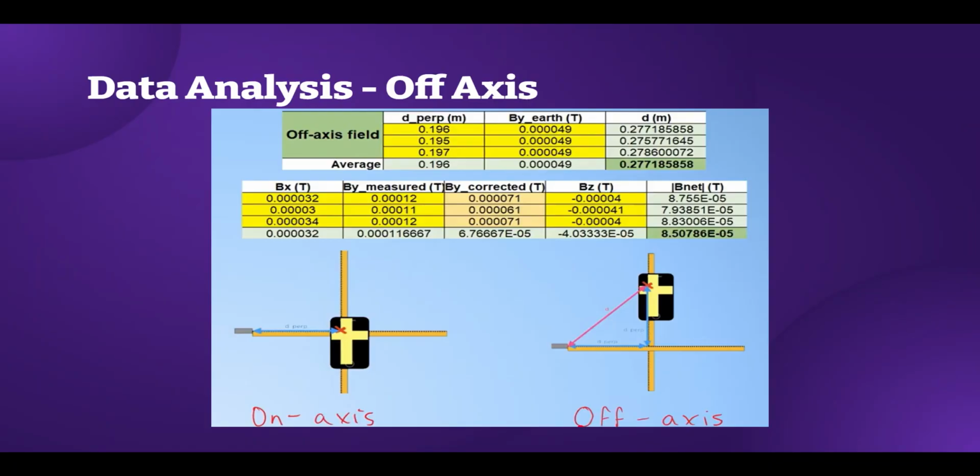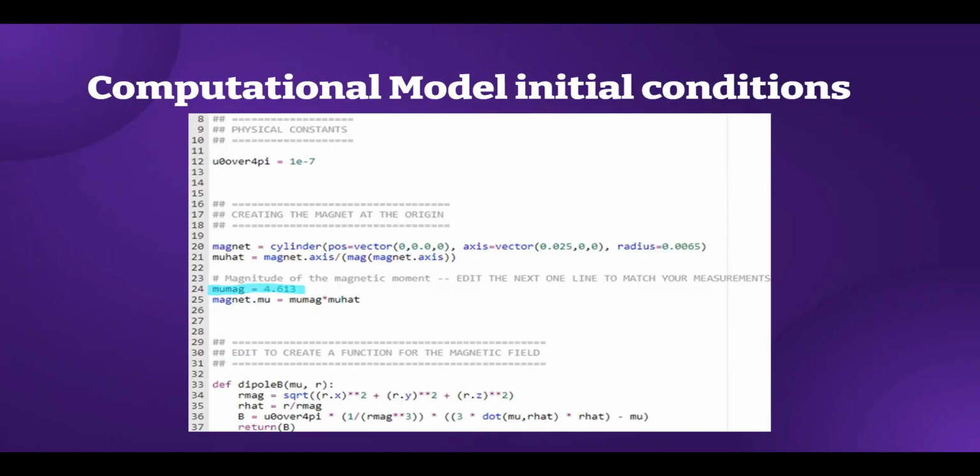Our next scenario is the off-axis magnetic field. This procedure is similar to what we did for the on-axis case, except now we move the magnetometer perpendicular to the direction of the axis. The result for x, y, and z components of the magnetic fields at a perpendicular distance of 0.196 meters are given in the table. And now that we got the observed data out of the way, we can move on to the computational model.